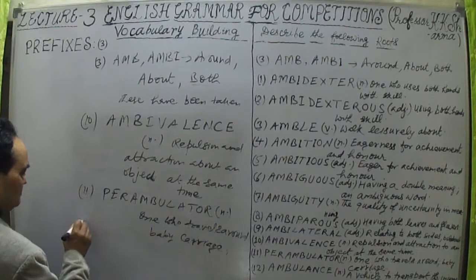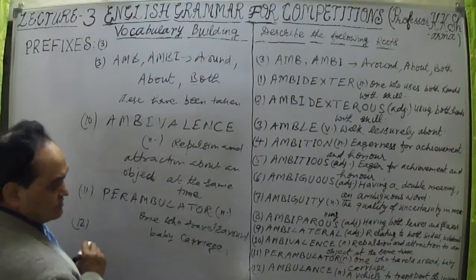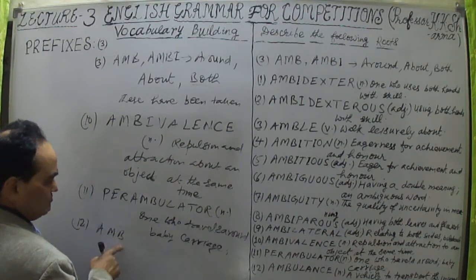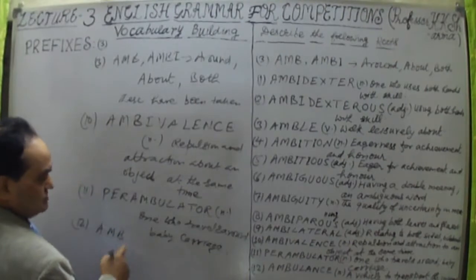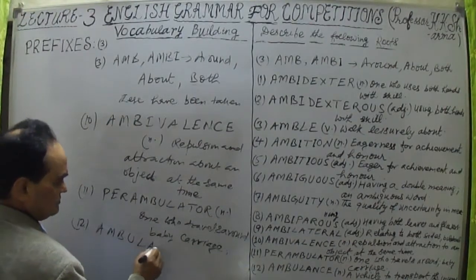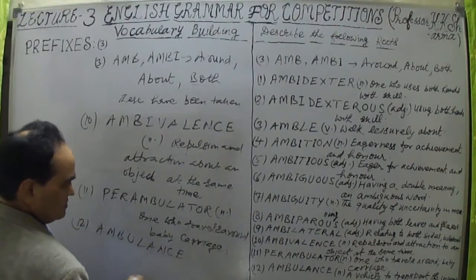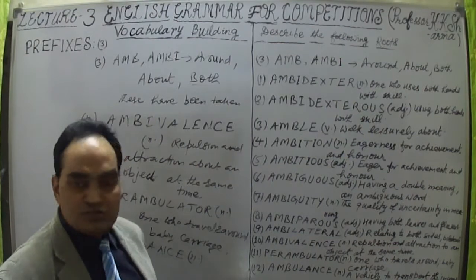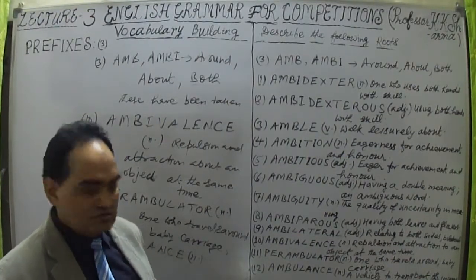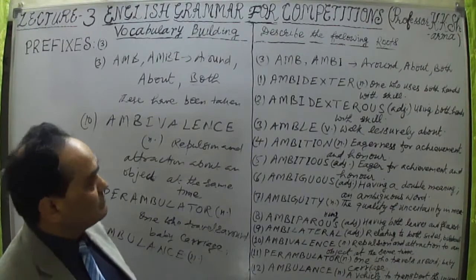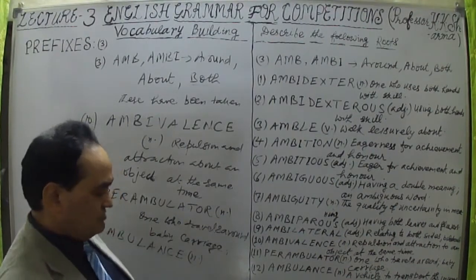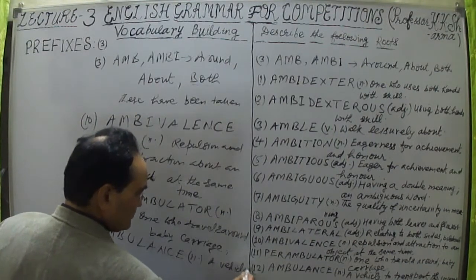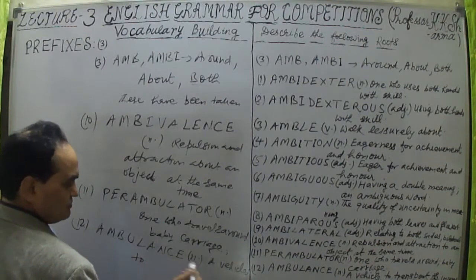Now the 12th word, this is the last one, is ambulance. This word is also AMB only. Ambulance is a noun. We know what this is: a vehicle to transport the injured person, moving about, moving around. Ambulance is a vehicle to transport the injured or patients.